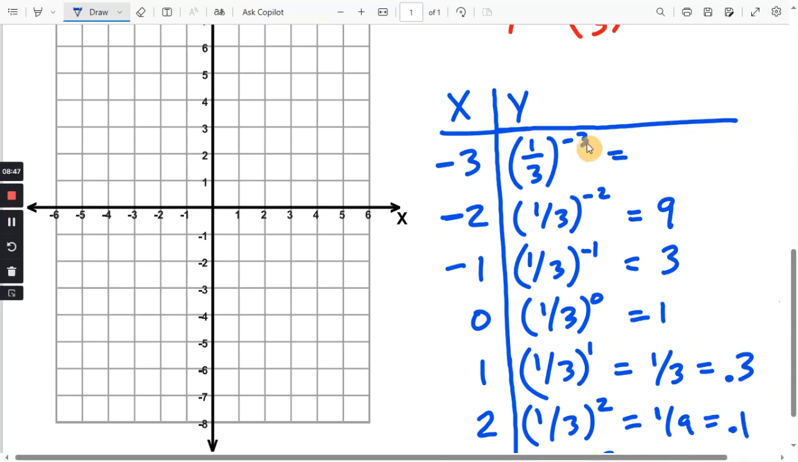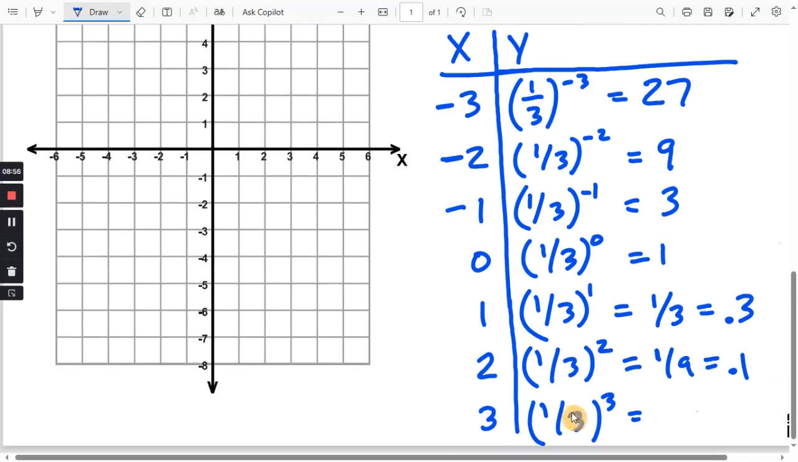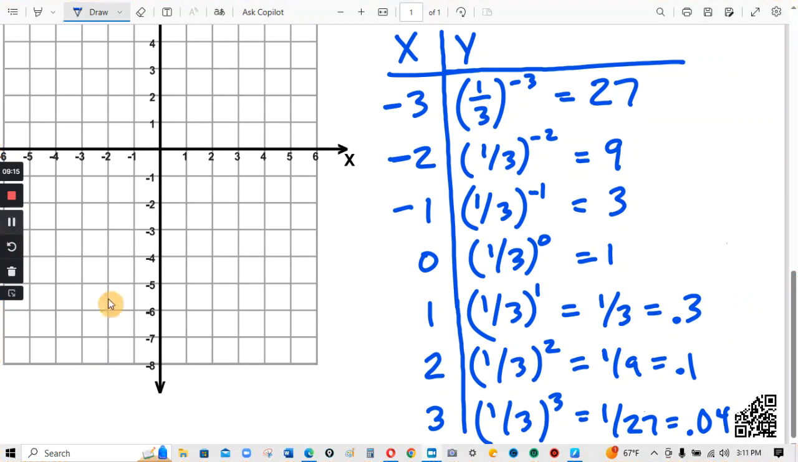And 1/3 to the -3, take the reciprocal. That's going to be 3 to the 3rd, which is 27. And 1/3 to the 3rd is the reciprocal of that. So this is going to be 1/27. Okay, and let's see, 1/27 is going to be close to 0. Let me see here. All right, I just get 0.04.